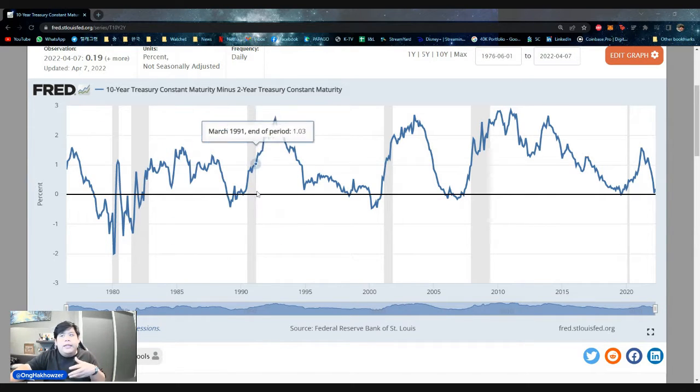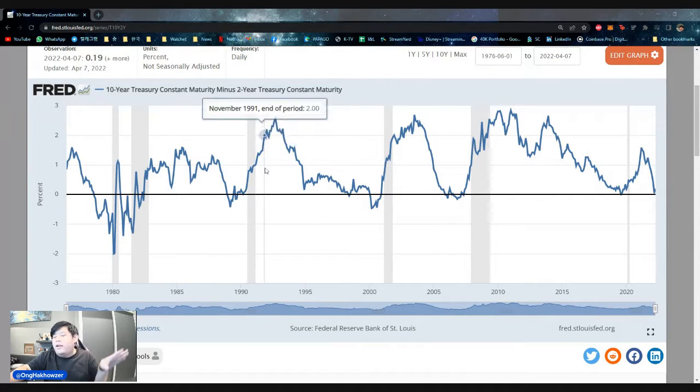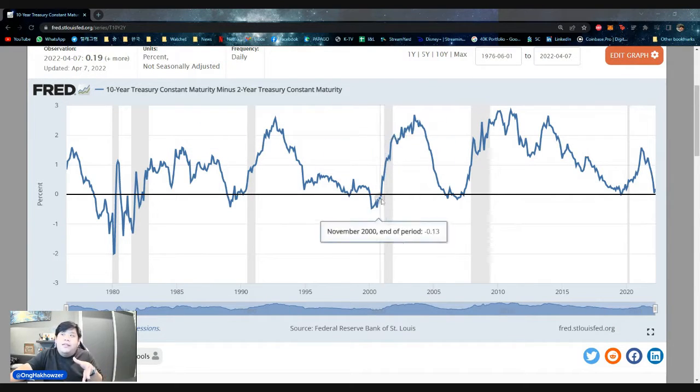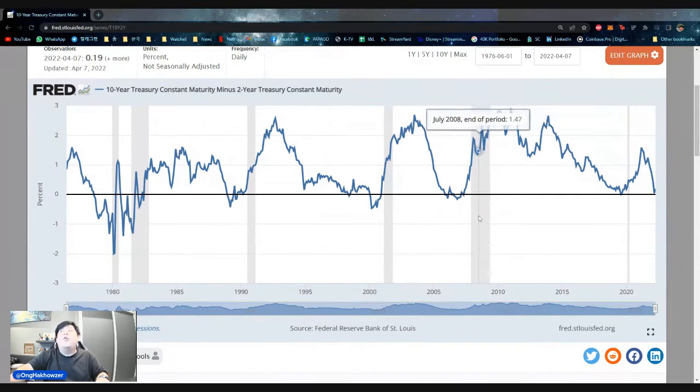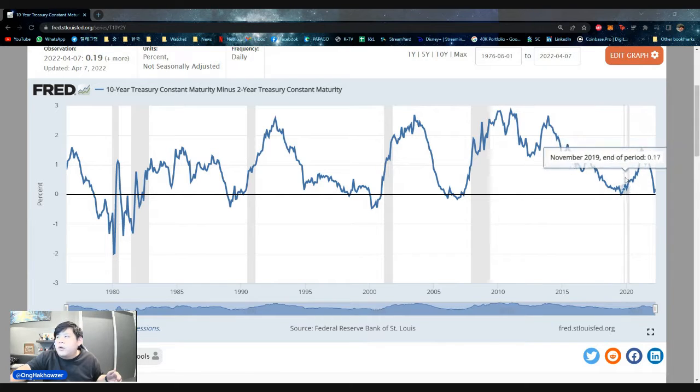In 1991, over here in the 1990s, we have another recession. Over at 2000, this is 2001, most likely the dot-com bubble, where they have another recession. This is '08, which I think pretty much everyone knows about, the financial crisis. And over here, a very, very small one, which is the pandemic.